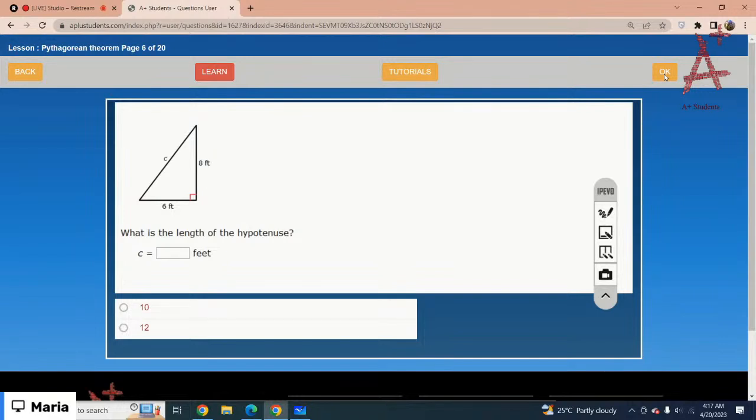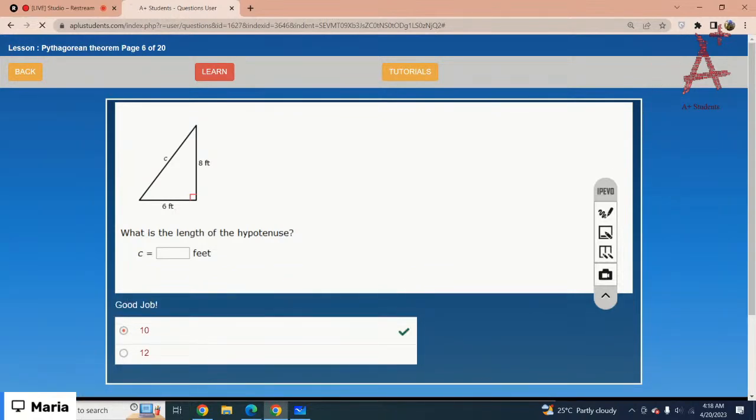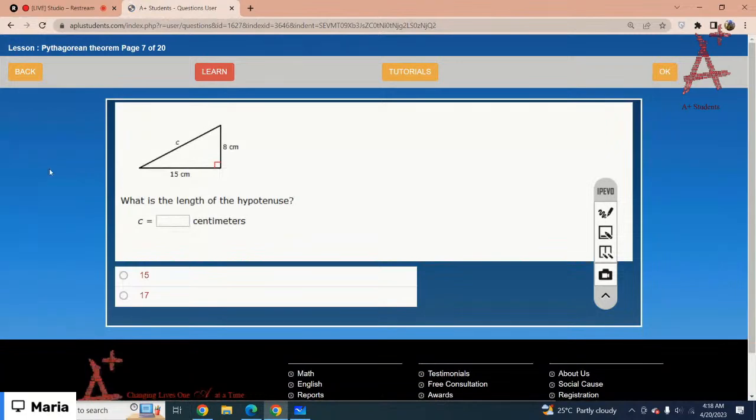Okay, the next one is again you have to calculate the hypotenuse. So just square and add up both the sides. 64 and 36, that makes 100. So square root of 100 makes 10. So that means c equals 10. Got it? Okay, you can complete the test by yourself later today. Let me just move on to the next lesson.